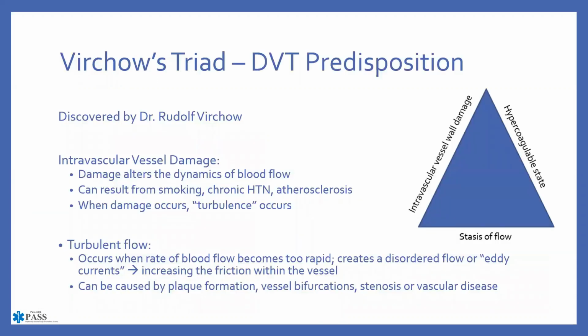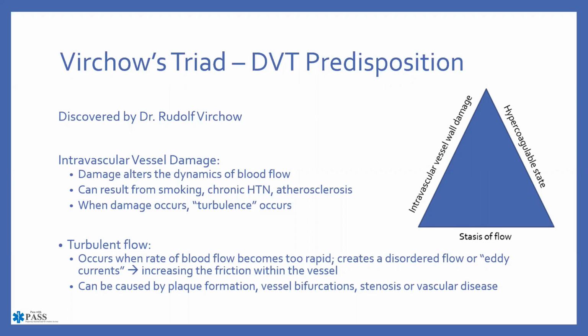So there's something called Virchow's Triad, and this is a triad that kind of tells people whether or not they are predisposed to having a deep vein thrombosis. And the three sides of this triangle here are intravascular vessel wall damage, a hypercoagulable state, and then stasis of flow. And when we talk about stasis of flow, all I am referring to there is not having proper flow. Okay, it's stagnant. It's not moving the way that it's supposed to.